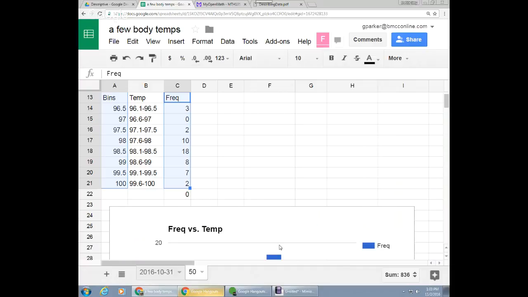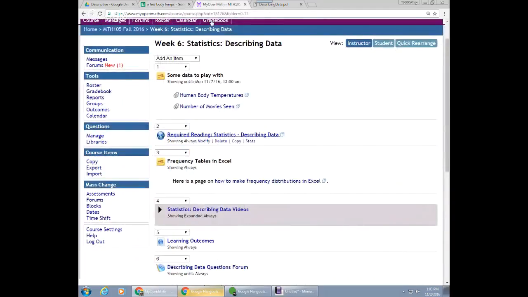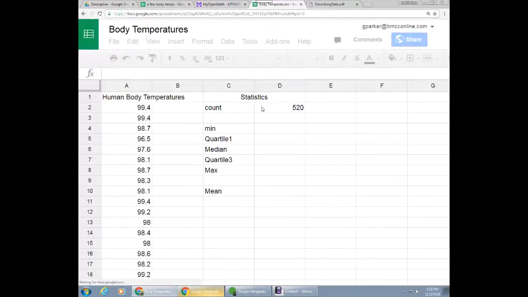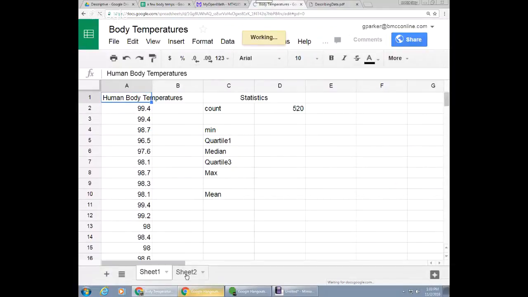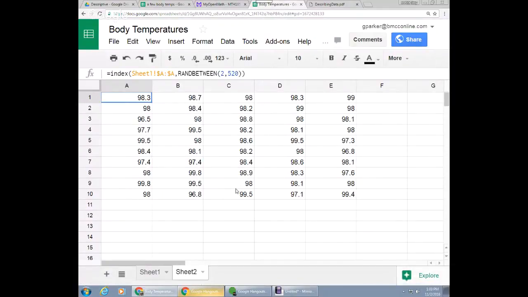Okay. Google does give us a quick way to make a histogram, but all the data has to be in the same column for it to do it. So I'm going to just back up to a different sheet. On the home page here, I gave you a bunch of body temperatures. In the next one over, I just randomly picked 50 of them.